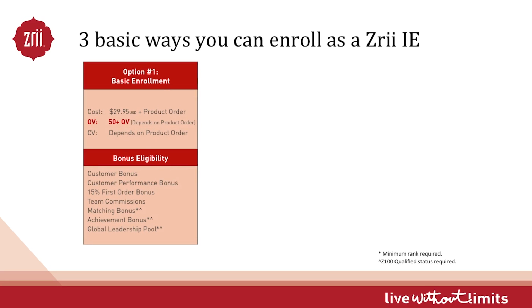Under option number 1, you pay a $29.95 annual membership fee and purchase at least 50 QV of Zrii products. QV stands for qualifying volume, which is generally equal to the US dollar value of the product purchase. Enrolling with the basic enrollment gives you access to many of the bonuses in the Zrii Prosperity Plan.